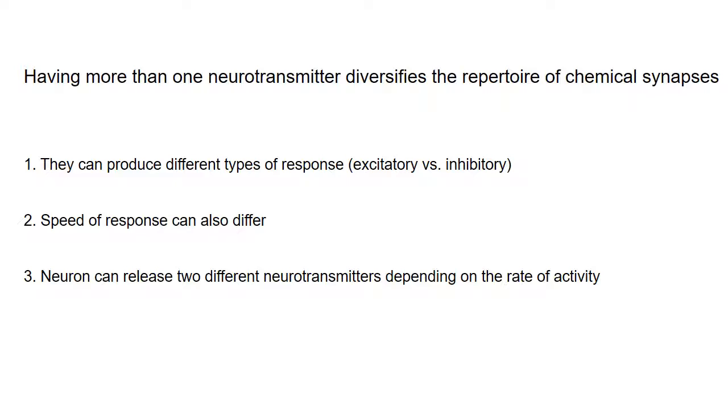Actually, the release can depend on the rate of the activity of the neurons. One example is small molecule neurotransmitters such as glutamate, which are packed in clear vesicles, and they're usually released even at a low rate of activity. On the other hand, neuropeptides usually need a higher rate of activity to be released. Therefore, depending on the rate of release, you may have different chemical signatures at these same synapses.